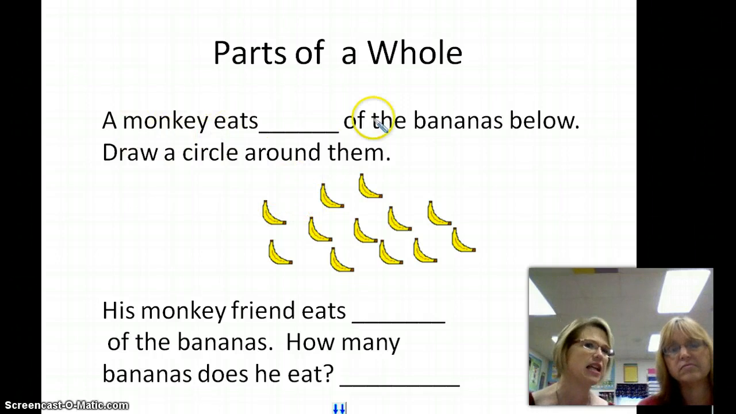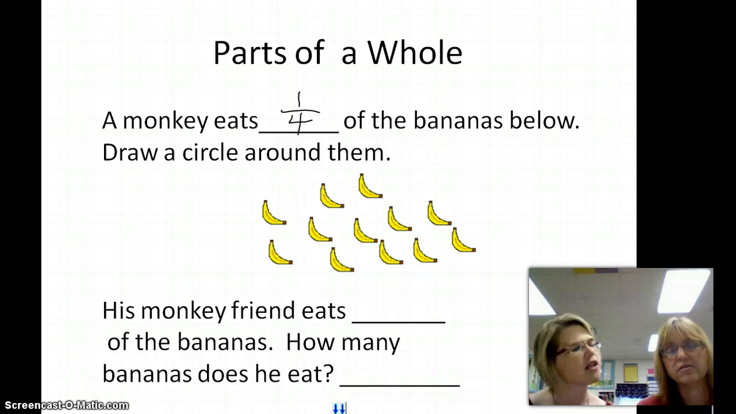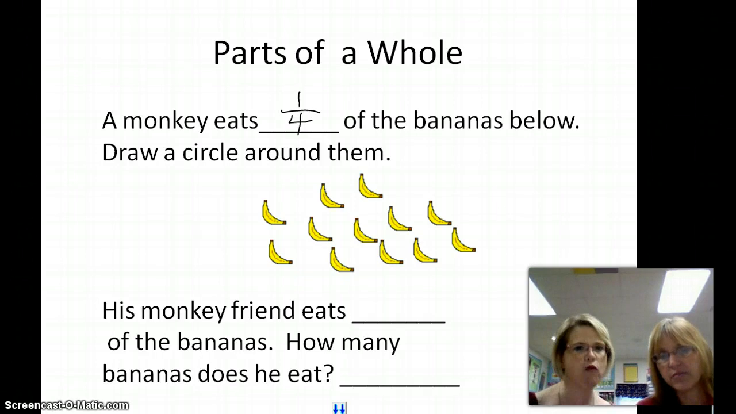The monkey eats 1/4 of the bananas below, so the fraction 1/4. Draw a circle around them. So we need to have 4 groups. You want 4 groups of bananas. So how many bananas are there? 2, 3, 4, 5.